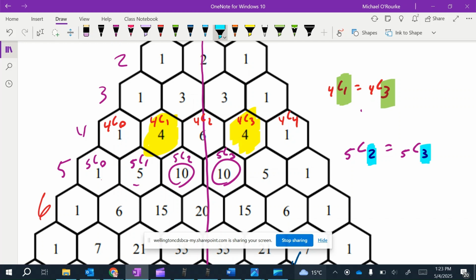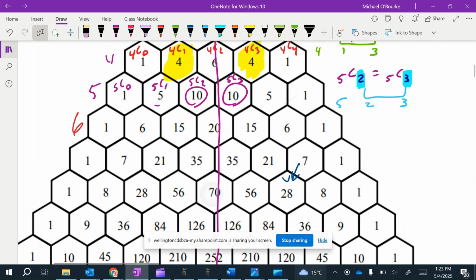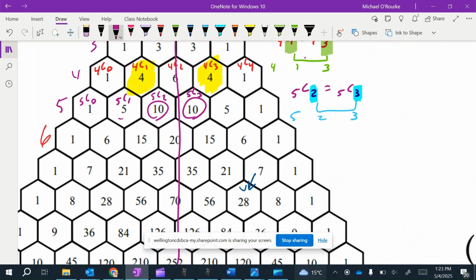How can I connect these two numbers? See if you can find the pattern for me. So what's the similarity between 1 and 3 when associated with 4? And what's the similarity between 2 and 3 when associated with 5, right? Let's do 6 and see if we can figure that one out here.